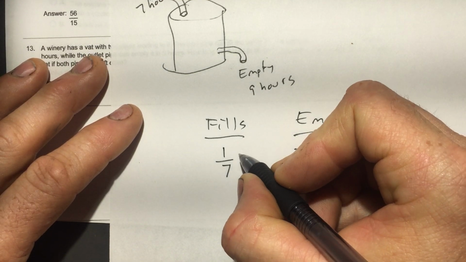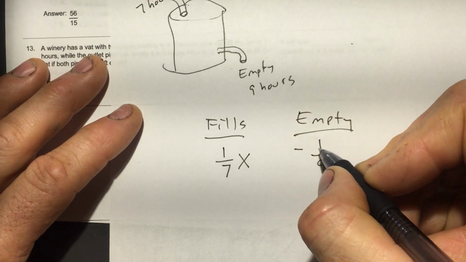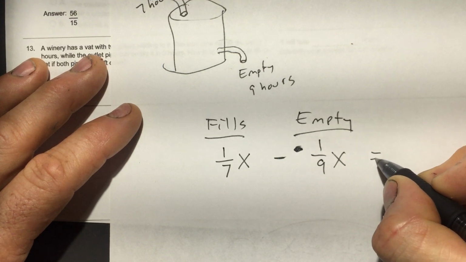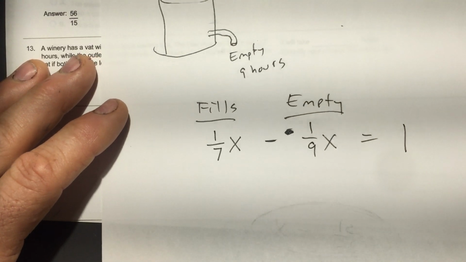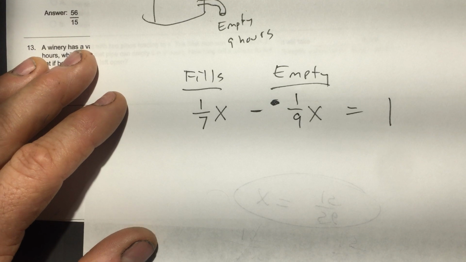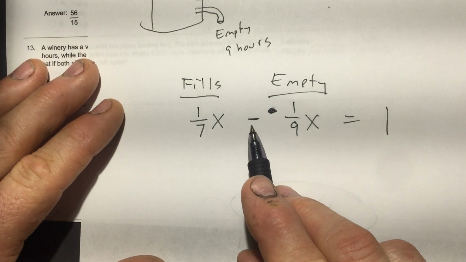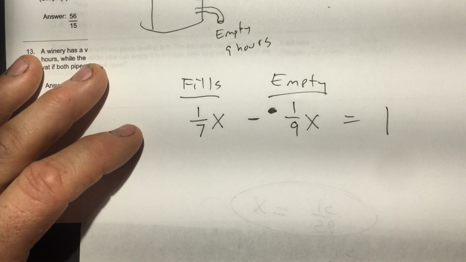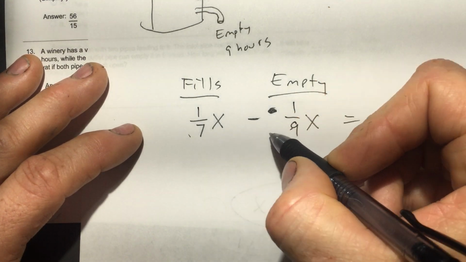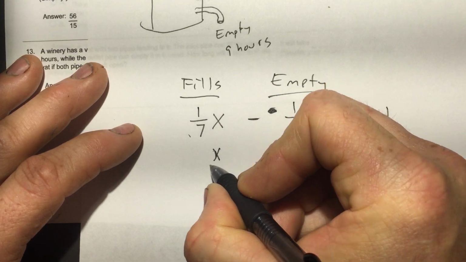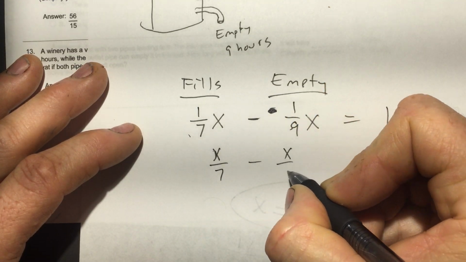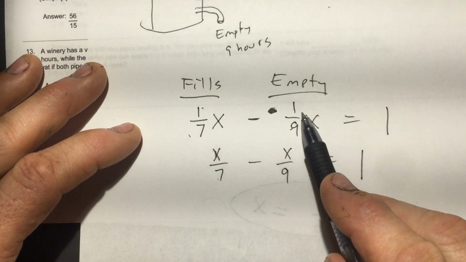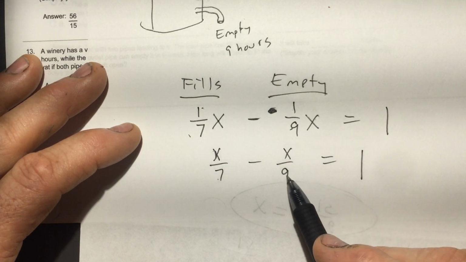Okay, so I'm going to do like I did a while ago, 1/7 times x plus, or since that's negative, I'll just make a minus right here, 1/9 times x equals 1 whole complete vat. All right, so it sets up the same way as the previous problem, but this is a minus because it's emptying it, it's not filling it. So that means this is going to be x over 7 minus x over 9 equals 1. See, 1 times x is x over 7. 1 times x is x over 9.